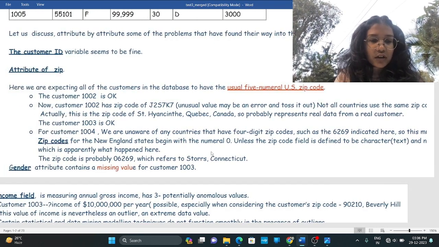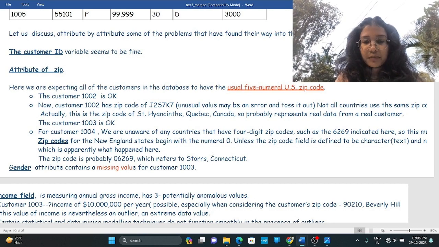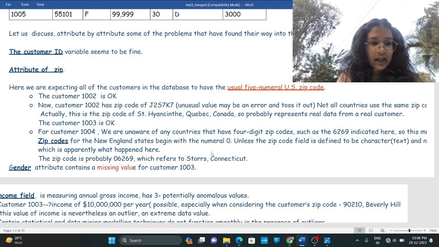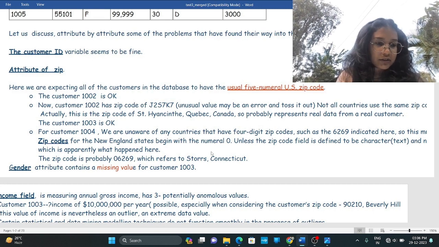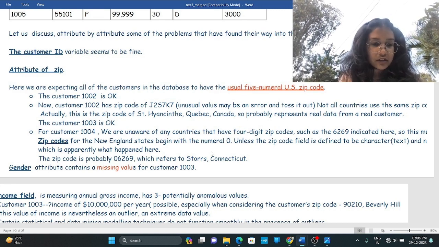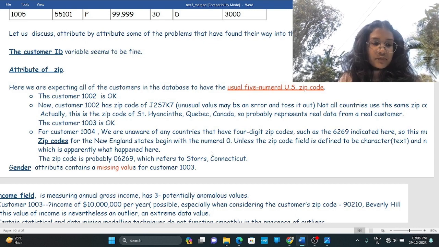may be because zip codes for the New England states begin with a numeric 0, unless the zip code field is defined as character text, which is apparently what happened here. The zip code is probably 06269, which refers to Storrs, Connecticut. The gender attribute contains a missing value for customer 1003.